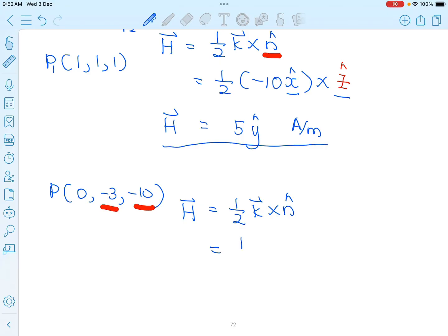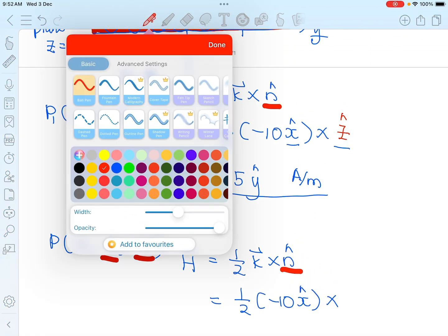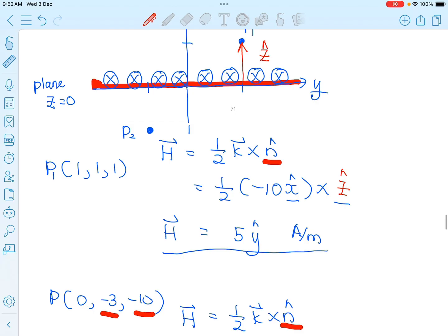Okay, so this part is exactly the same, negative 10x. The different thing will be the n. So in this case, how do you determine your n direction? You have to point again from your surface to the observation point.